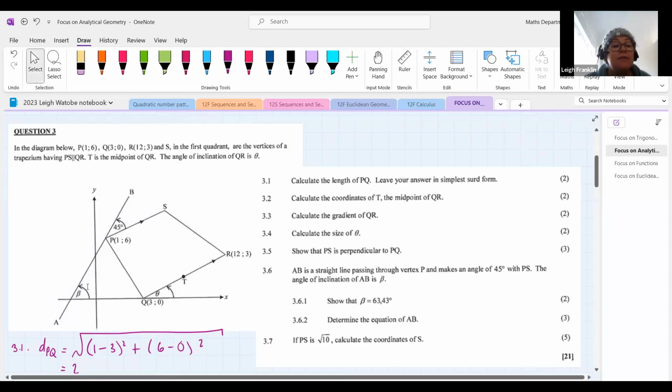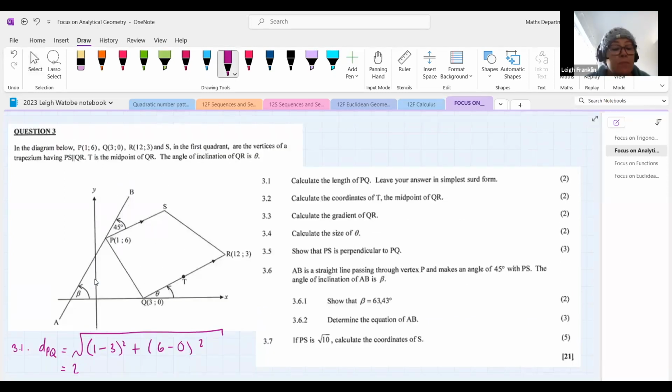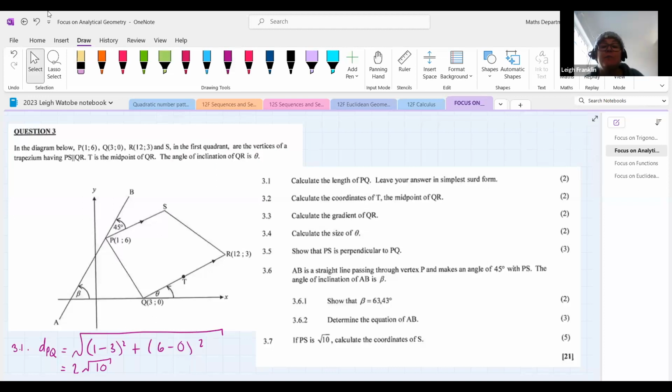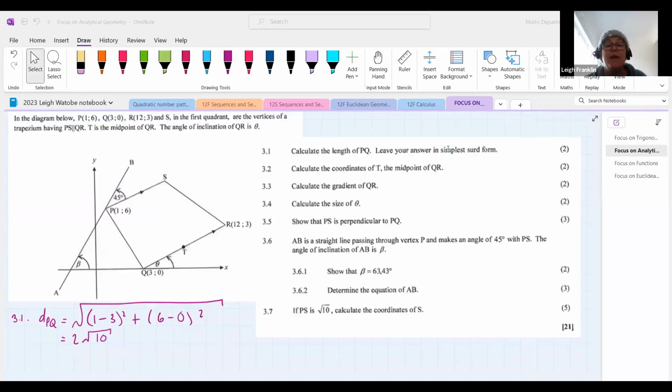Are you guys getting that as an answer, 2 root 10? Just double check. Looks like the majority of us are getting that. Okay, yes, good stuff. They said to us, leave it in simplest surd form. Okay, so that would be exactly as it is over there.